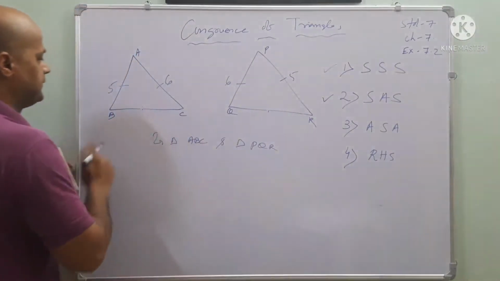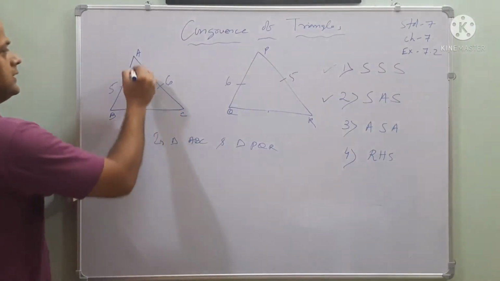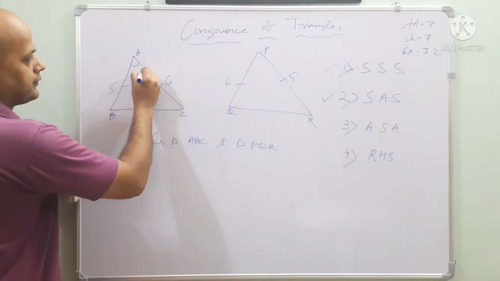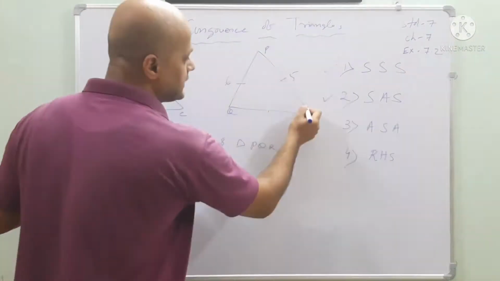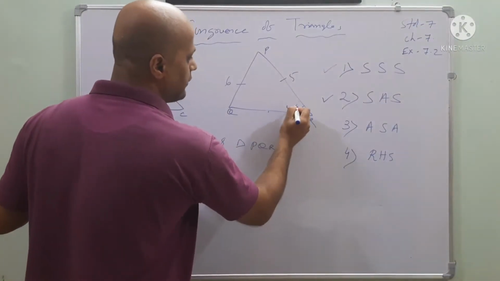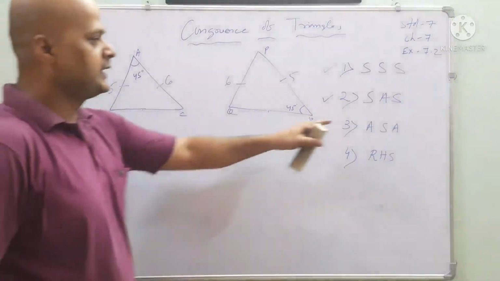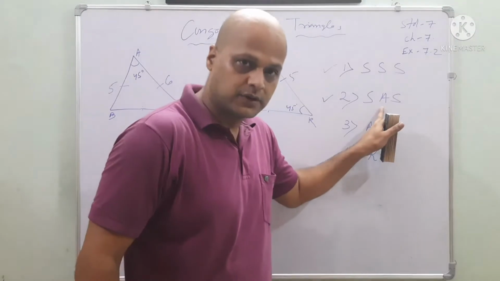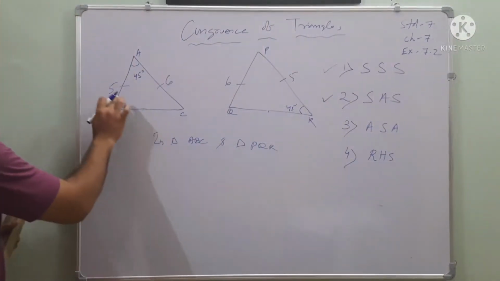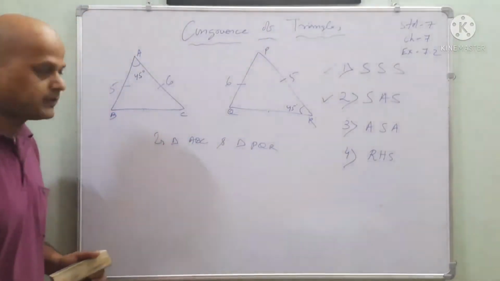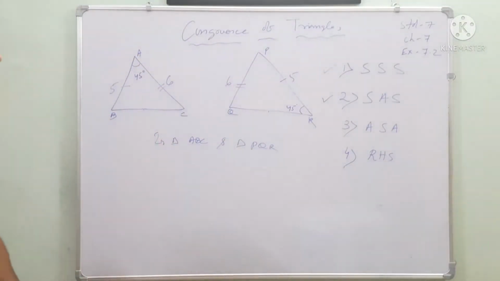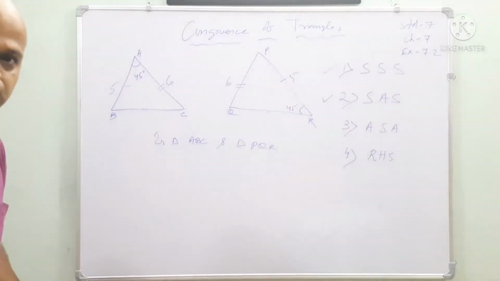Now I will say that angle A is equal to 45 degree. Here I will say that angle R is equal to 45 degree. Now in the side angle side rule, two sides must be given and one angle must be given. So here two sides and one angle. Understood, my dear friends? If a question is like this, then this is how you say that they are congruent with each other.